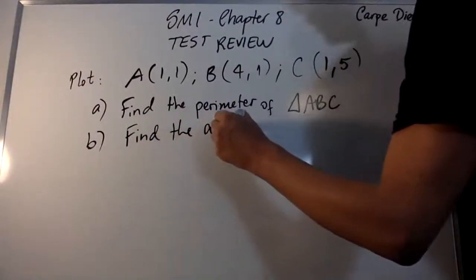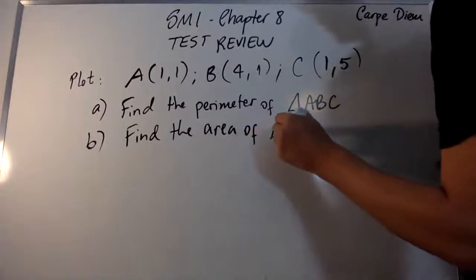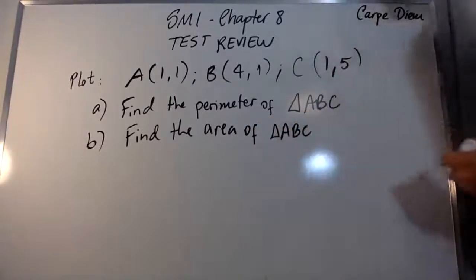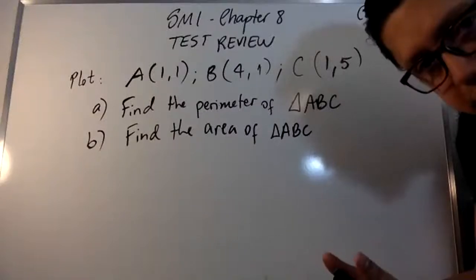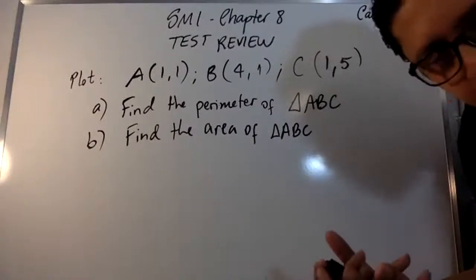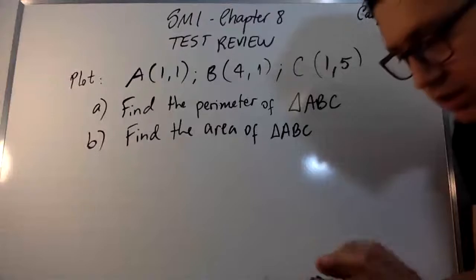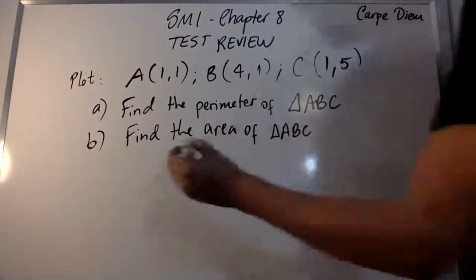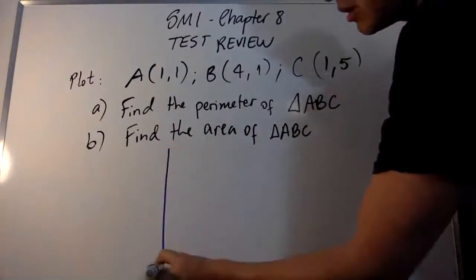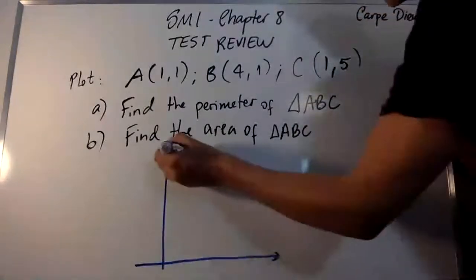The area of ABC. All right, so here we're going to practice a little bit of distance formula and also perimeter and area of a triangle. Okay, that is going to be part of the test. So let's pretty quickly draw our coordinate plane.